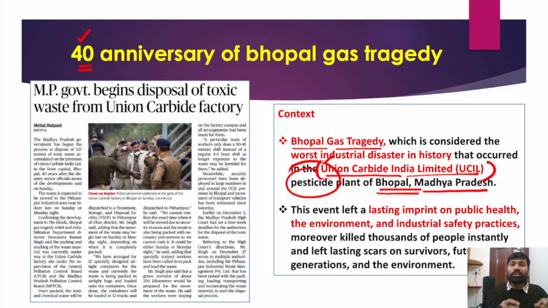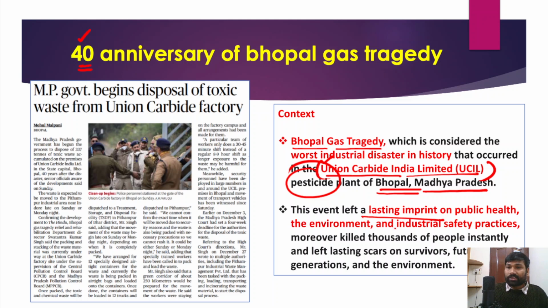So it has happened in Union Carbide India Limited, and Union Carbide India Limited is a pesticide manufacturing plant that is located in Bhopal, Madhya Pradesh. And in fact, this event, that is the Bhopal gas tragedy, has a lasting imprint on public health. Not just on public health but also on the environment, and it also has a lasting impact on industrial safety practices. Right, so this is a major industrial accident, and there was international pressure on India at that point of time.